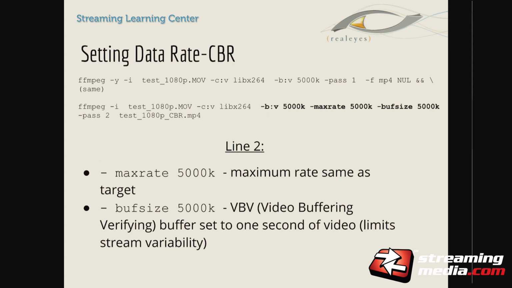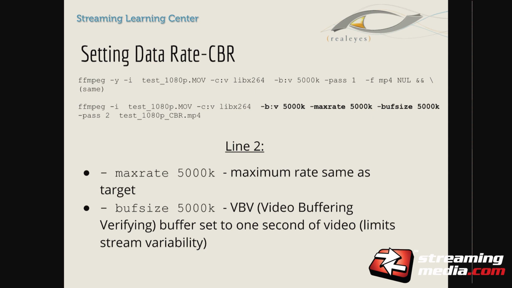So how do we create a CBR file? If you create a CBR file, you use 2 additional commands. You use maxrate, and then you use bufsize. You only have to include these in the second line. You don't have to include them in the first line. What maxrate does is it tells FFmpeg, create a 5 megabit per second file, but make sure the maximum rate in that file is 5 megabits a second. And then the bufsize sets the VBV buffer, which also controls variability within the file.